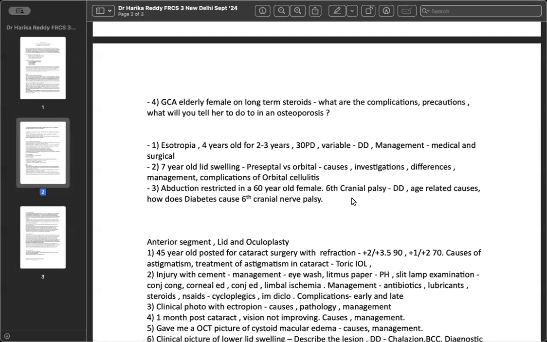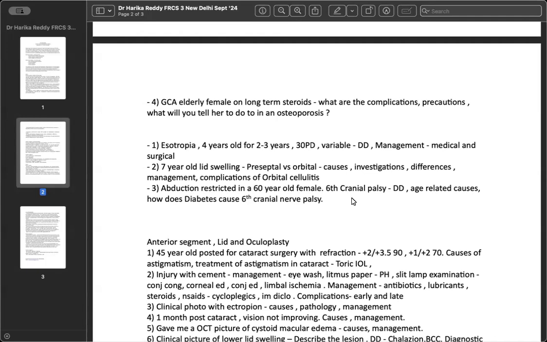Then he asked me how I would manage the medical and surgical treatment of Duane's. For the medical, if you're just starting out, you can wait and give glasses, or you can give Botox. And surgical, you can do transpositions. Coming to the second case, I think this was just a case scenario. He asked me, there was a 7-year-old boy with lid swelling.